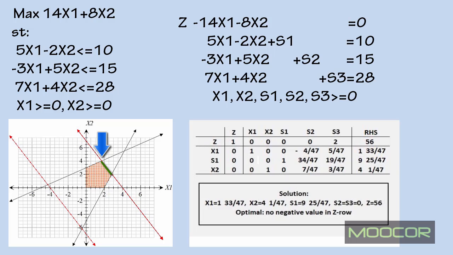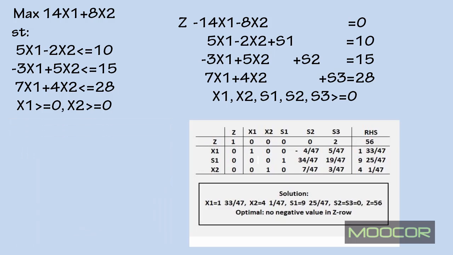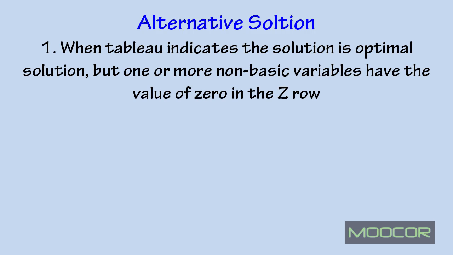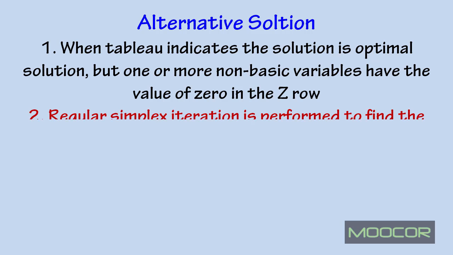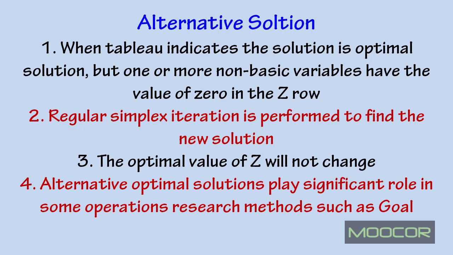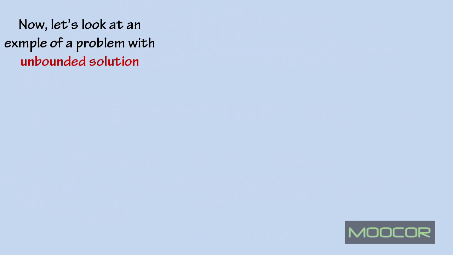Again, it is the same story. It is an optimal solution and there is no negative value in the row 0. So from that example you can see that alternative solutions occur when the tableau indicates the solution is optimal but one or more non-basic variables have the value of 0 in row 0. A regular simplex iteration is performed to find the new solution. The optimal value of z will not change, and alternative optimal solutions play a significant role in some operations research methods such as goal programming.